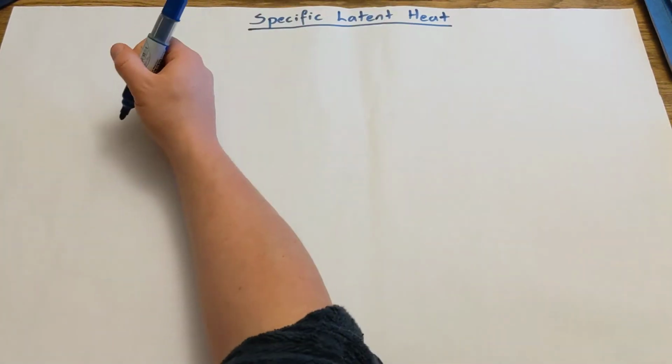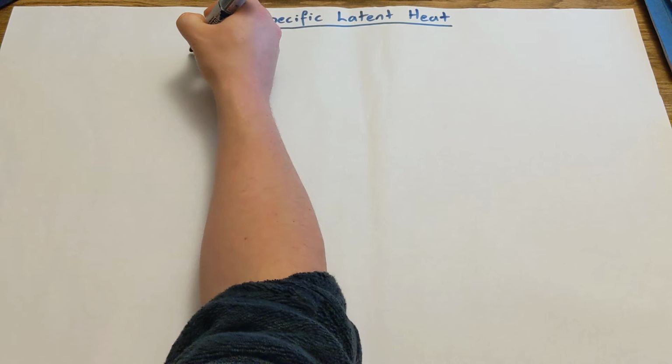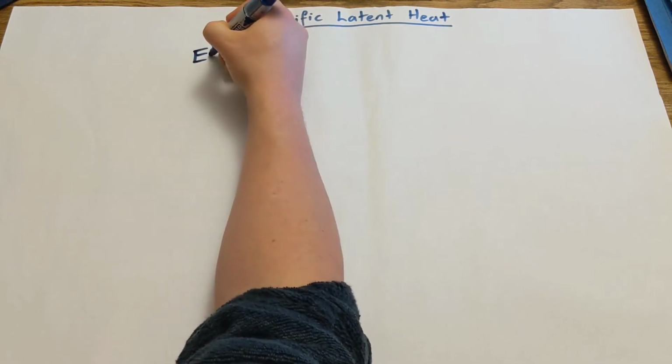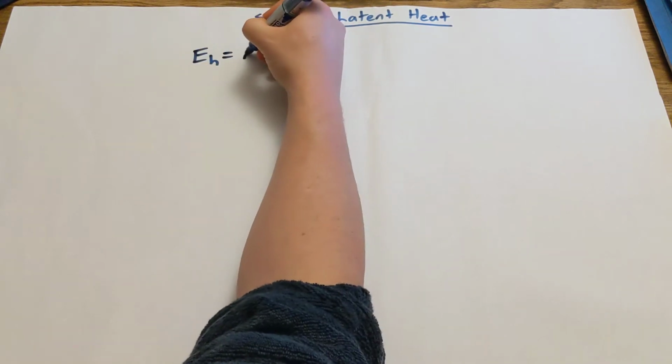So as I said earlier in the week, it's going to be a little recap because we have gone through this before, but we're going to go over what specific latent heat is and how to use the equation for it. So the equation we have for specific latent heat is that Eh equals mL.